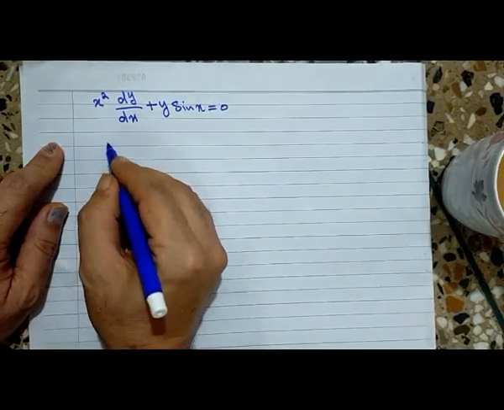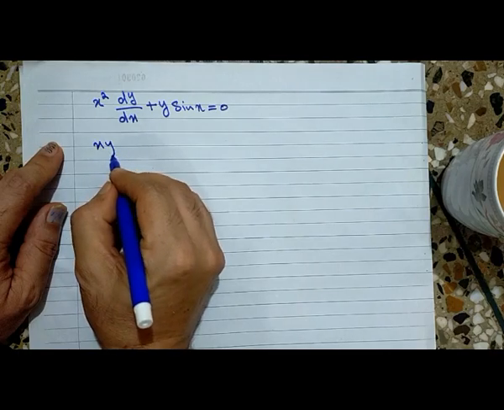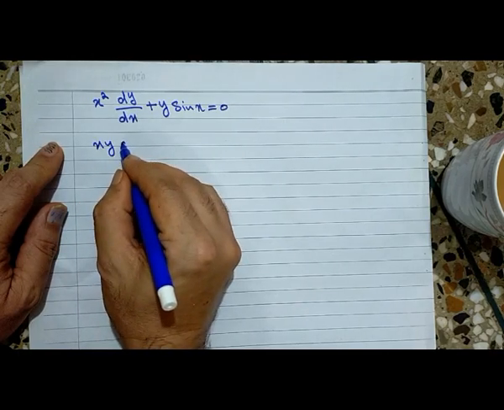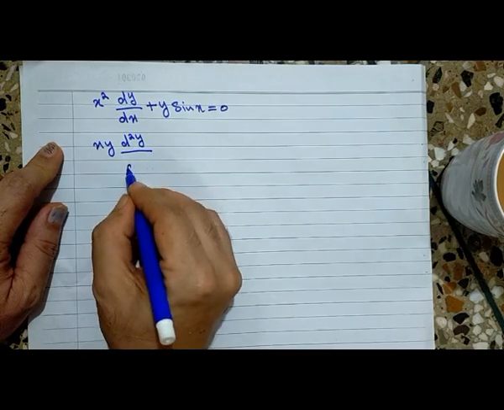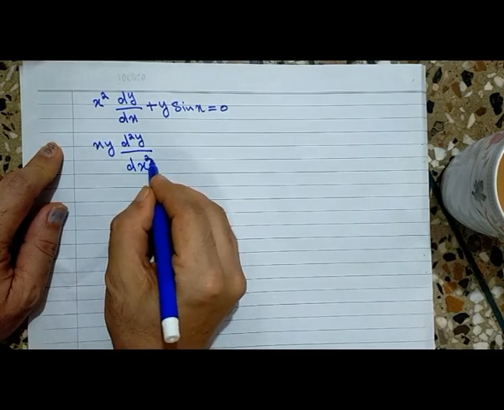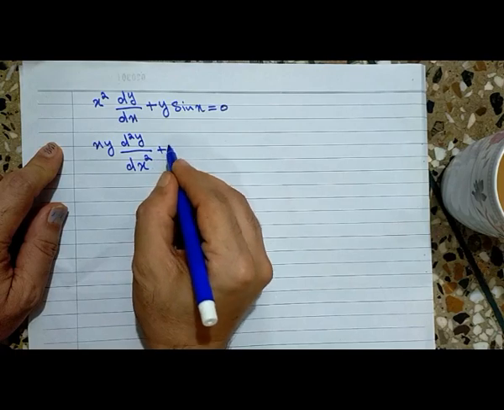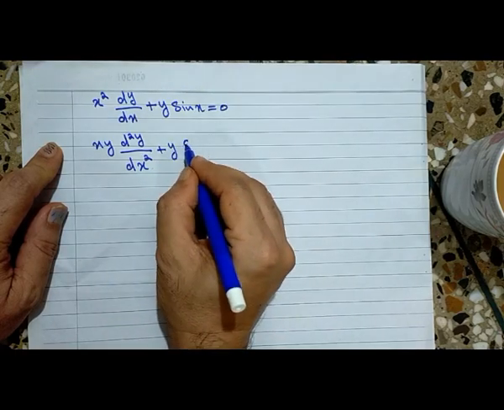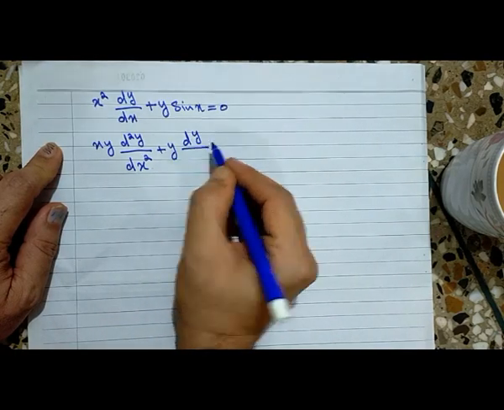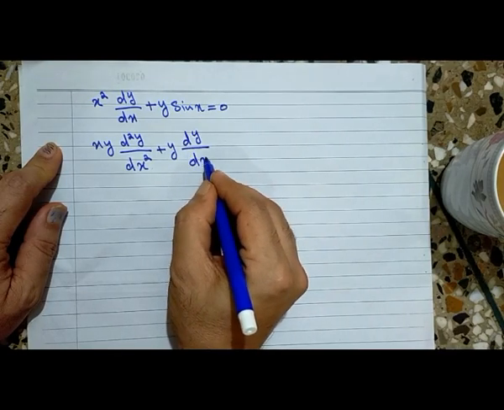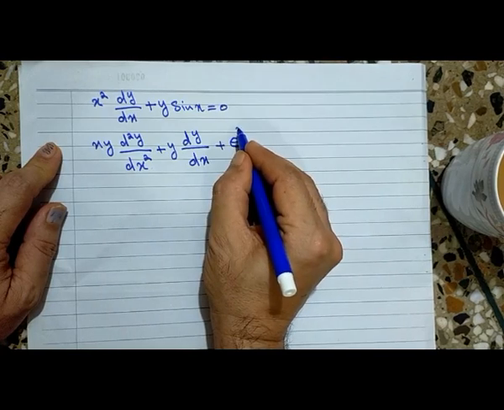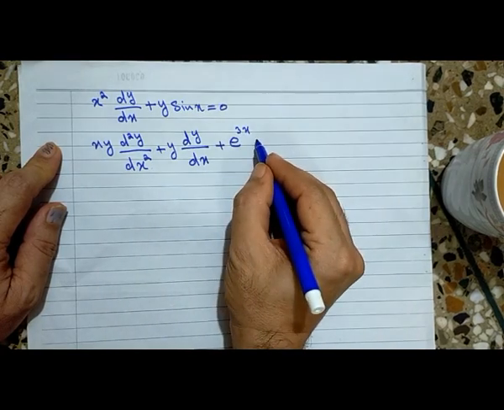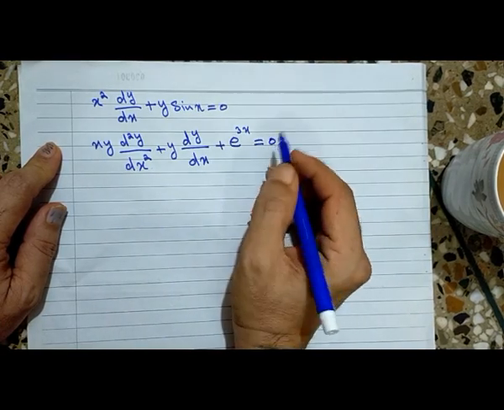And another example is xy d2y by dx2 plus y dy by dx plus e to the power 3x equals 0.